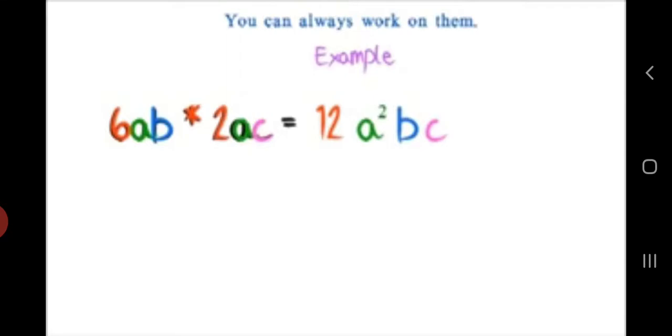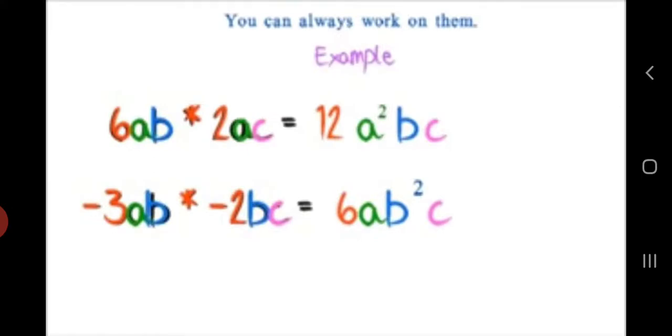Coming to the second example, minus 3ab into minus 2bc. So first we shall multiply the signs. Minus into minus is equal to plus, you all know. So the resulting number will be a positive number. Next, the numerical terms 3 and 2. 3 into 2 equals 6.